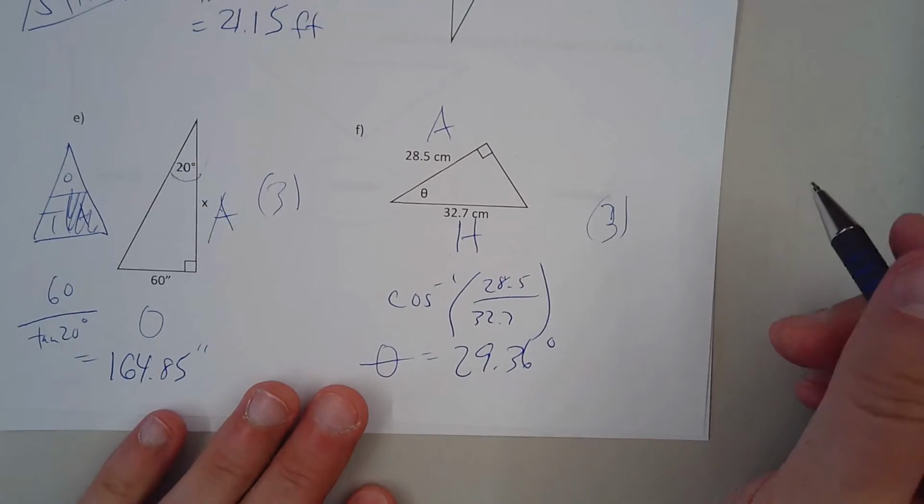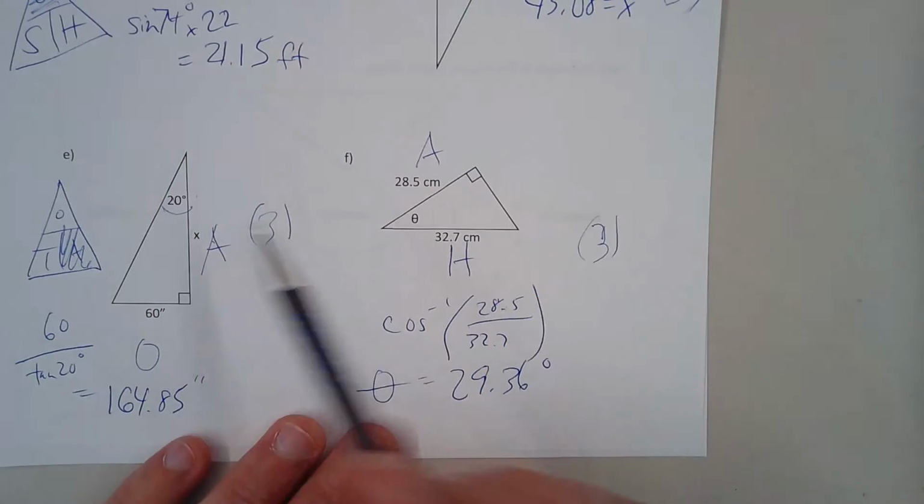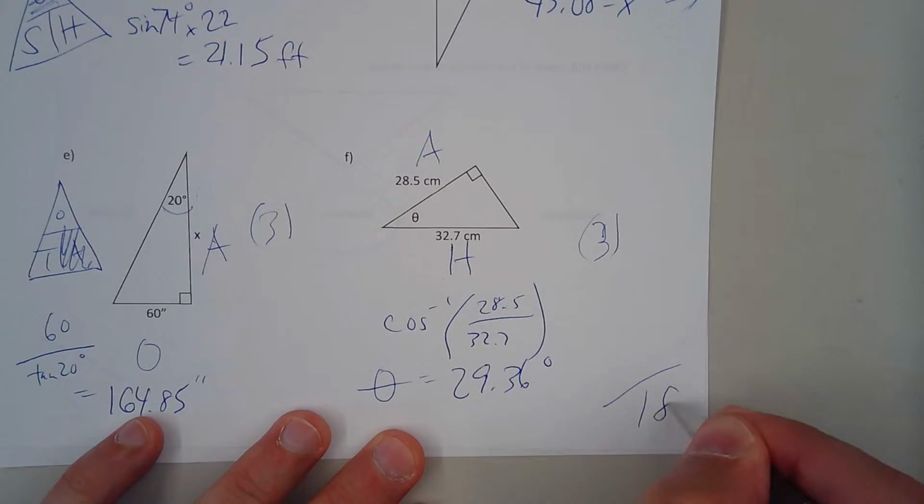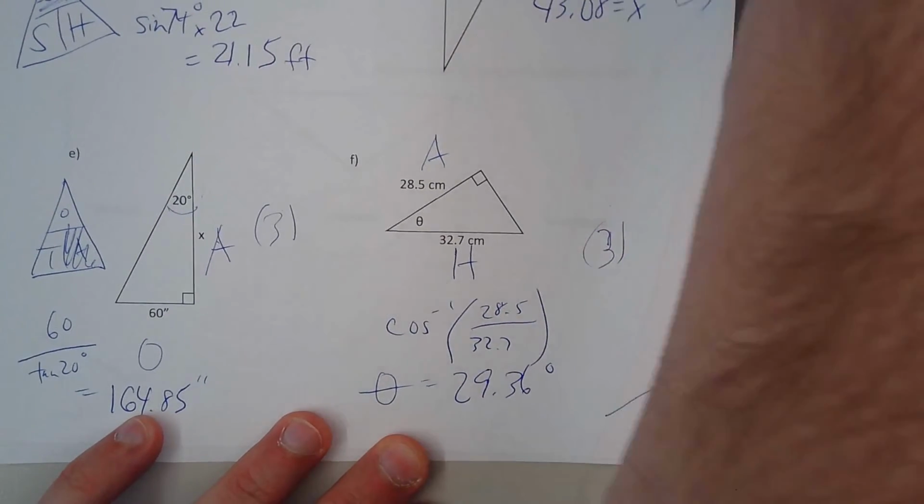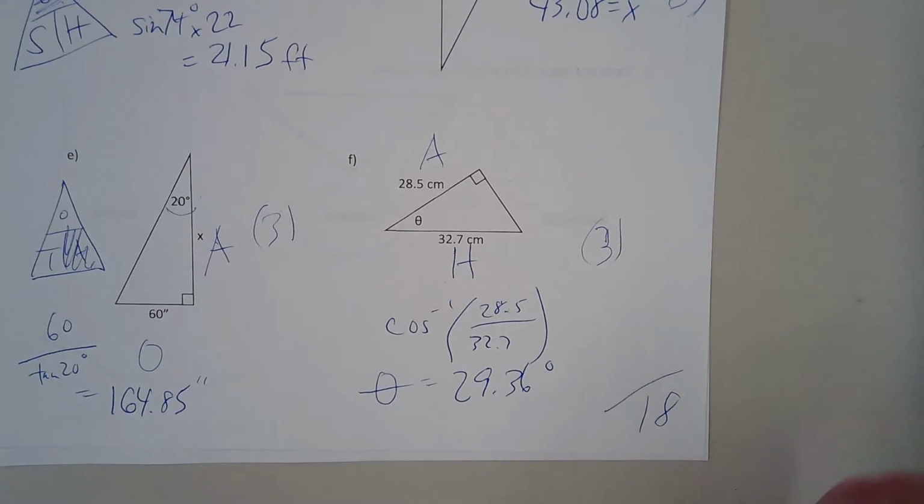So this whole page, I guess, 1, 2, 3, 4, 5, 6 times 3 is worth 18. The marking scheme on this practice test is suspiciously similar to what you can expect on the actual test.